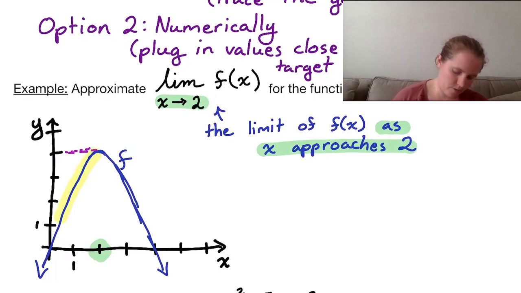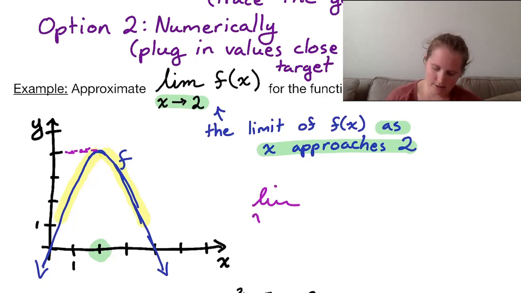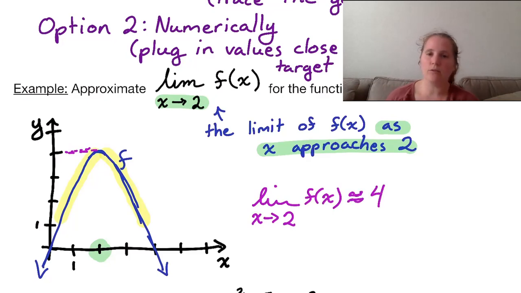If we do the same thing from the right, again tracing along the graph, x is getting closer and closer to 2. Once again, it looks like we are going to a y value of 4. So we would say that the limit as x approaches 2 of f of x appears to be 4, or is approximately 4. So that's following the graph.